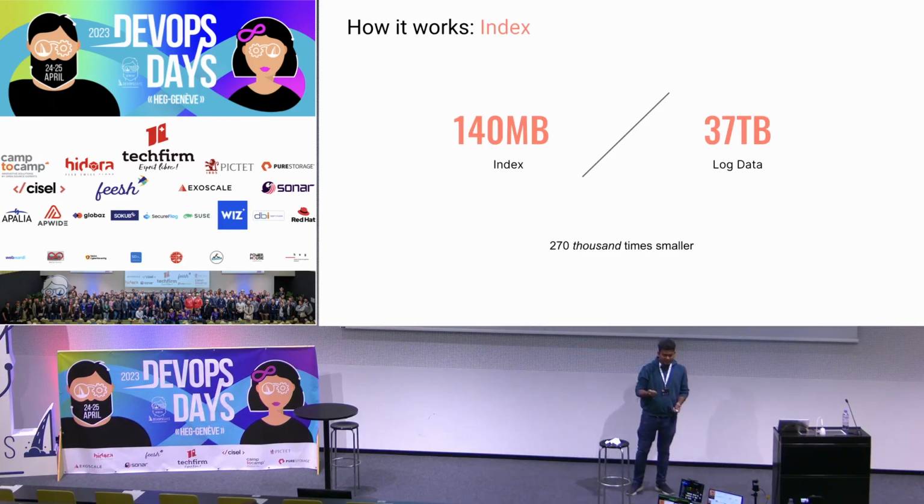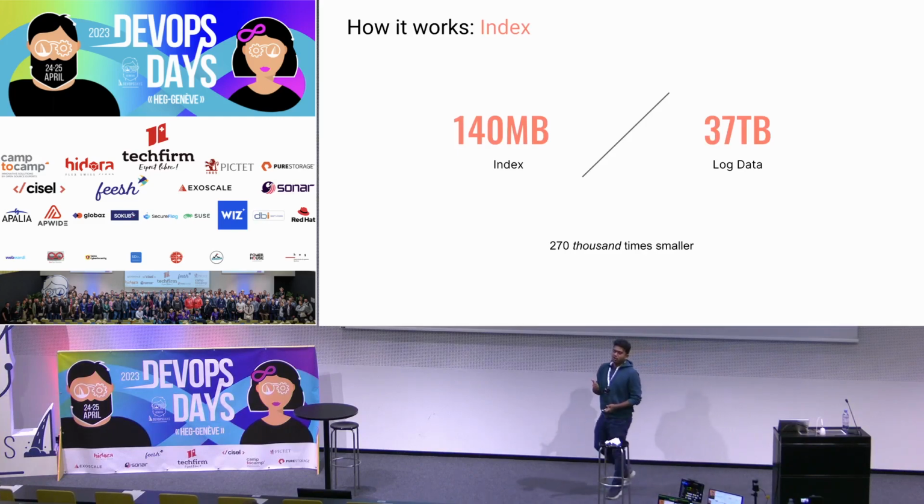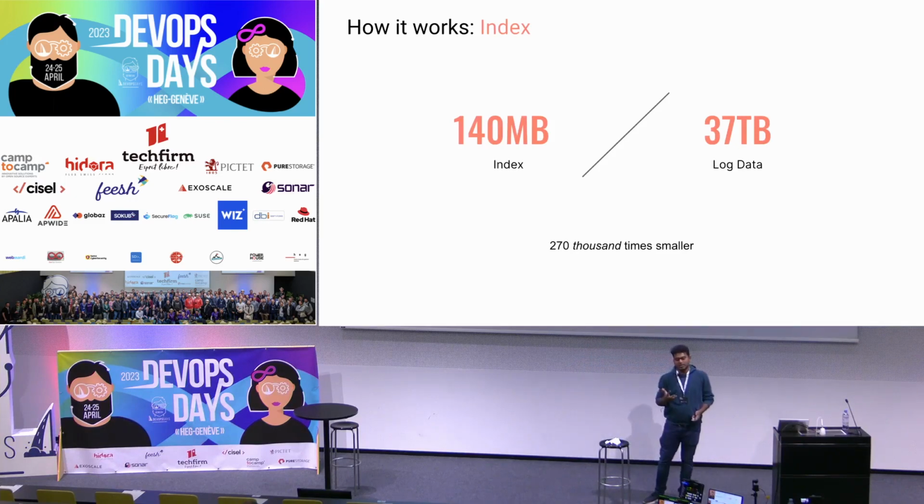Think about this for a second. This 140 MB of index, you can load it on a Raspberry Pi. So it can always be in memory. Every query coming into your system is no longer bottlenecked by the index size at all. This can always lie in main memory. That's the trade-off we are talking about, and how we built Loki.